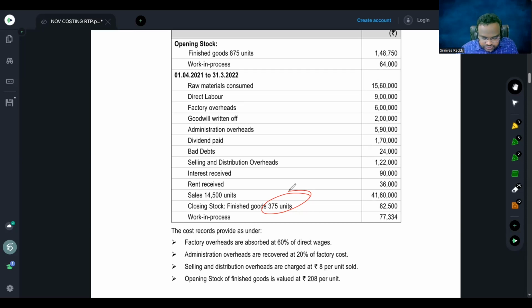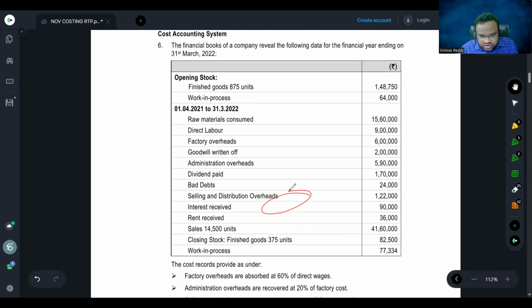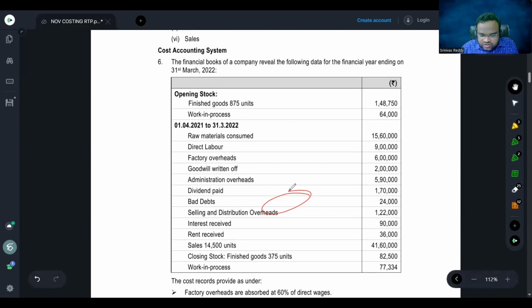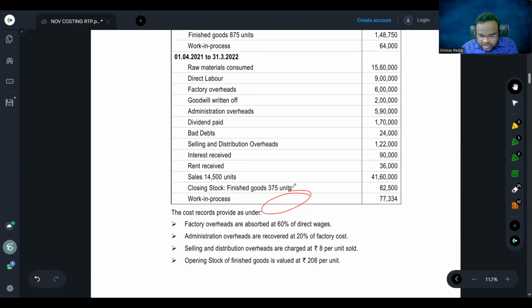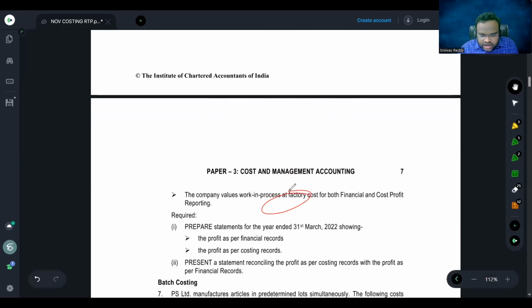Opening stock of finished goods is valued at 208 per unit. Whereas in financial accounts, you have valued 875 units at 1,48,750. 1,48,750 divided by 875. How much? 170. Here you are saying 208. That is one reason of variation. The company values work in progress at factory cost for both financial and cost profit records. So both we need to work out.